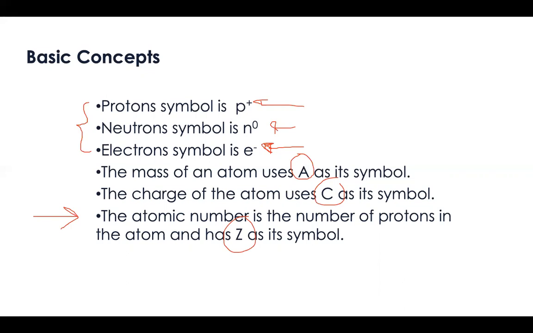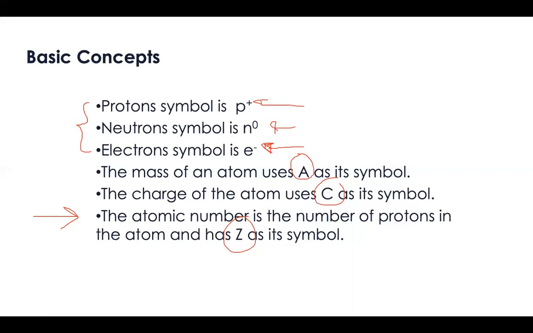And when we have a neutral atom, the number of protons is going to be equal to the number of electrons. Only when we have a neutral atom. If the atom has a charge, or if the atom is an ion with a positive or a negative charge, okay, the number of protons will not be the same as the number of electrons, okay?